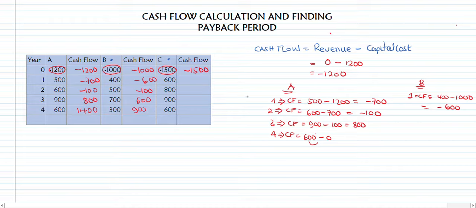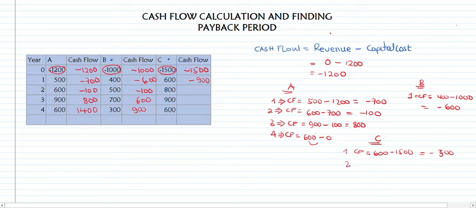When I come to project C, my project C, let me put it here. Project C, my cash flow for year one is going to be 600 minus 1,500. And that is going to give us what? Negative 900. So I'll be owing 900.